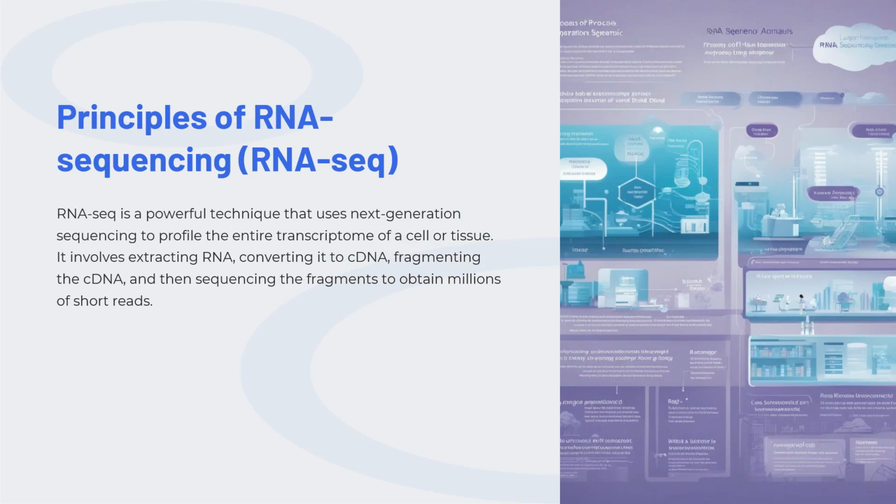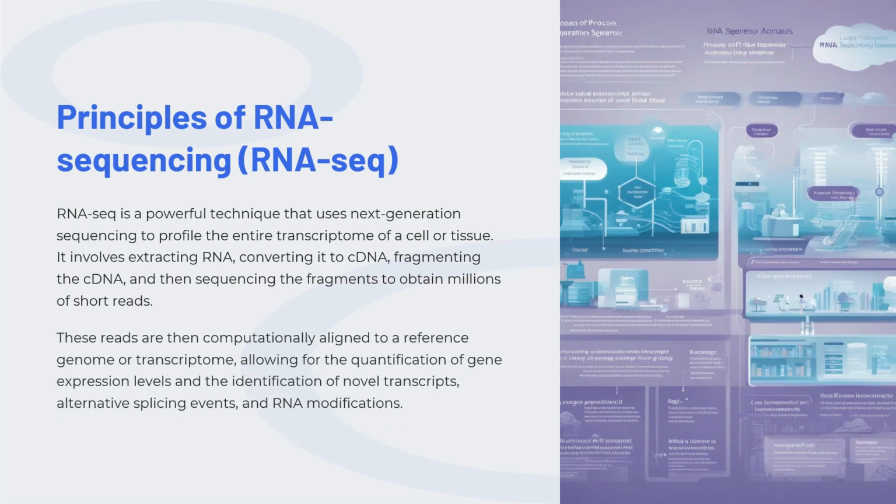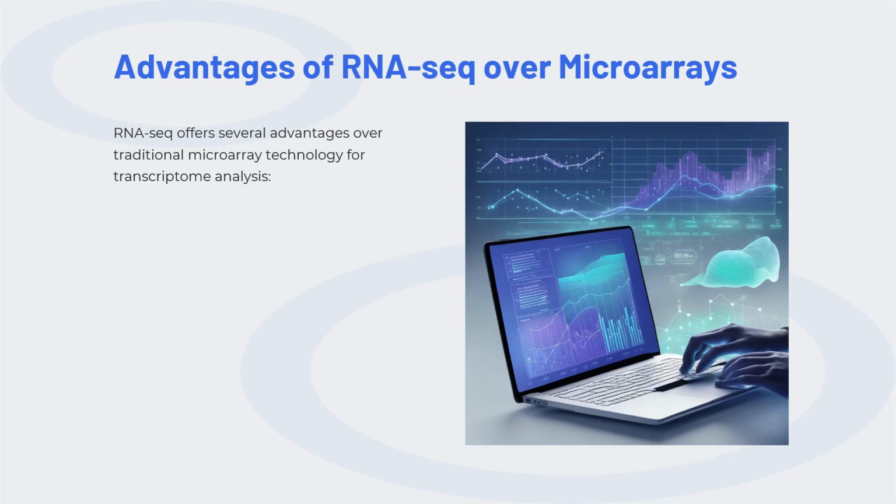RNA-seq is a powerful technique that uses next generation sequencing to profile the entire transcriptome of a cell or a tissue. It involves extracting RNA, converting it to cDNA, fragmenting the cDNA, and then sequencing the fragments to obtain billions of short reads. These reads are then computationally aligned to the reference genome, allowing the quantification of gene expression levels, and that leads to the identification of novel transcripts, alternative splicing events, and RNA modifications. So all of these steps we are going to perform in our practical session.